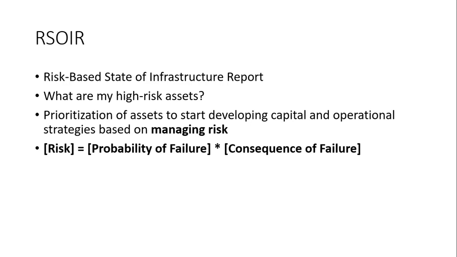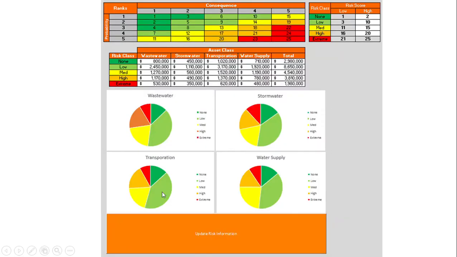The second report is called a risk-based state of infrastructure report. It identifies high-risk assets, and this allows you to start prioritizing assets and developing capital and operational strategies based on managing this risk. As you well know, the formula for risk is probability of failure times consequence of failure of infrastructure. This report corresponds more with a process of balancing how much risk your municipality is willing to take on versus your budget.